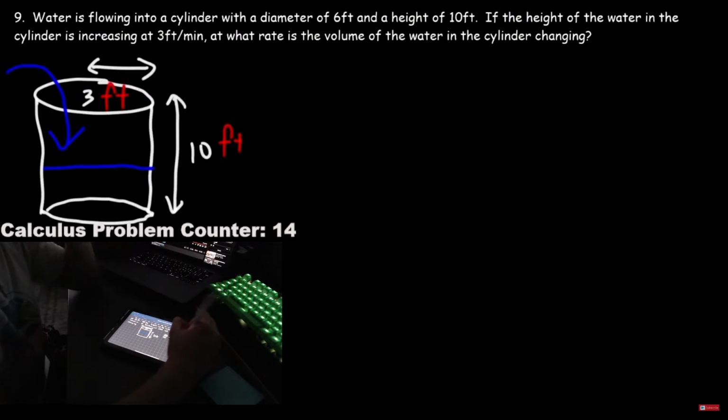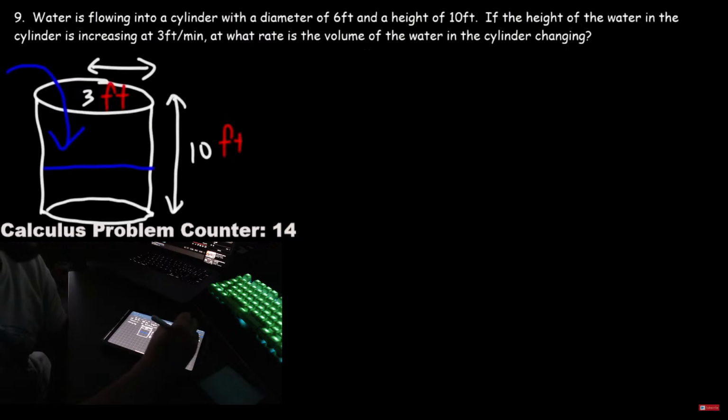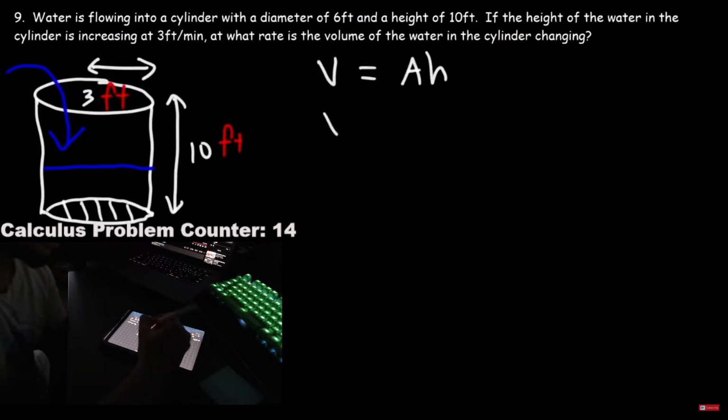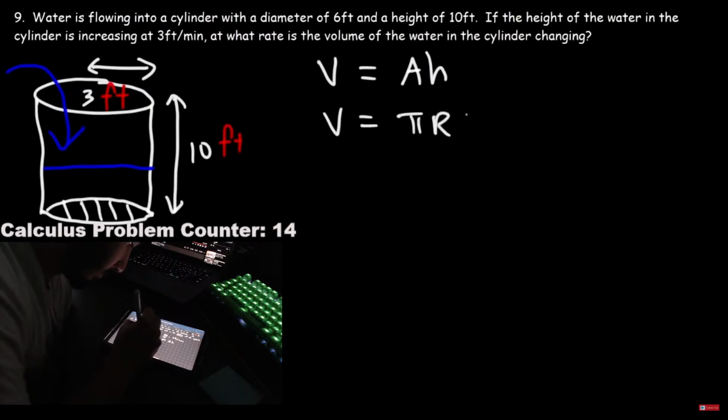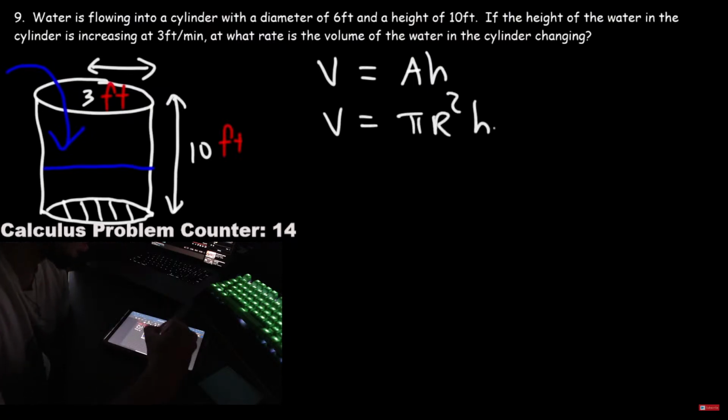Now the next thing we need to do is write the formula for this situation. So we're dealing with volume and a cylinder. What is the volume of a cylinder? The volume of a cylinder is equal to the area of the base times the height of the cylinder. And the base is a circle. The area of a circle is pi r squared. So the volume is pi r squared times height.